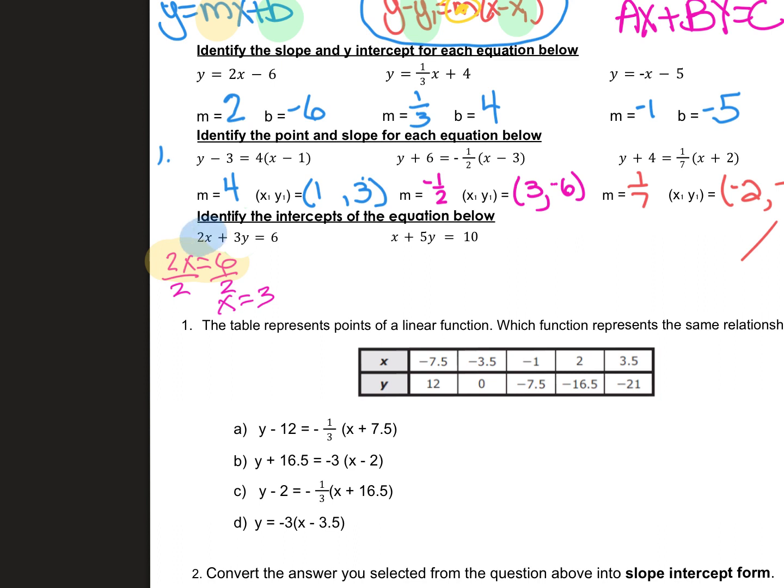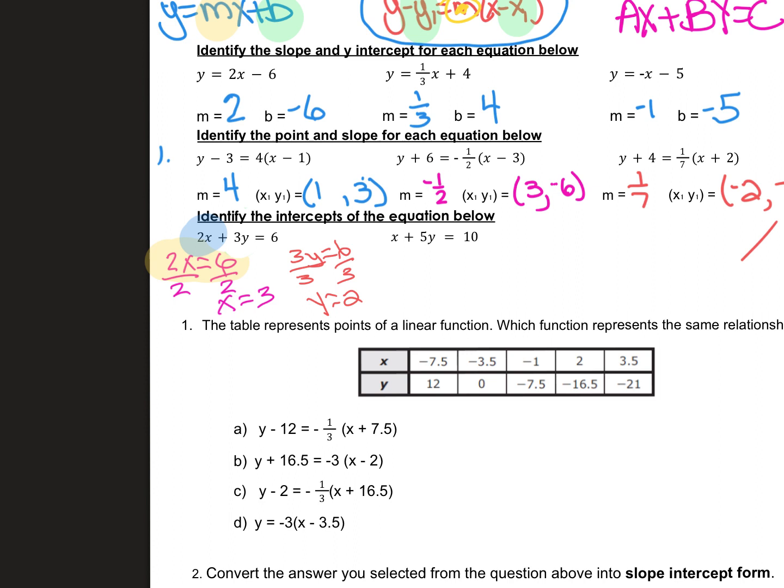I'm going to cover up my x. Pretend that your x just is not there. So I'm left with 3y equals 6. And so here, 3y equals 6. 3 times what equals 6? We're solving for y. So I have a y-intercept of 2.